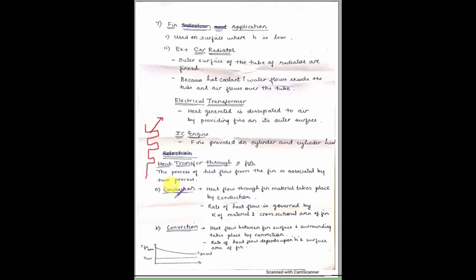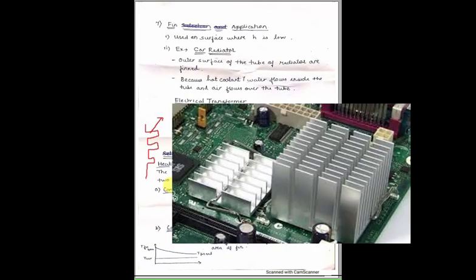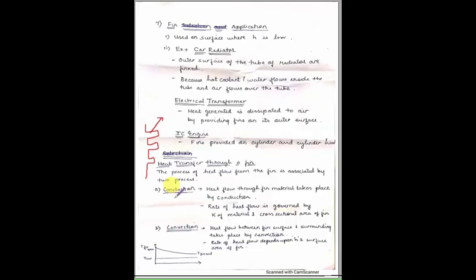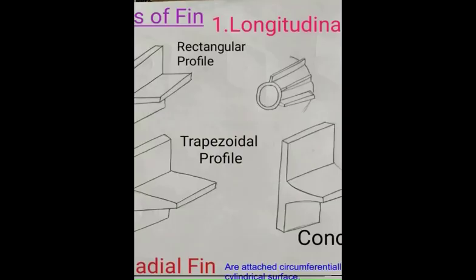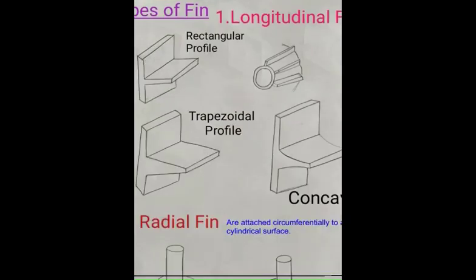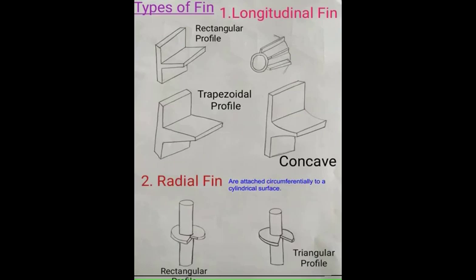Okay, so I hope you have got a clear understanding of where the fins are used. They are used in car radiators, transformers, IC engines. Another application is the heat sinks that are usually used in electronic equipment for proper air cooling, right? Now let's see the types of fins. Usually the fins can be classified into three types, right?